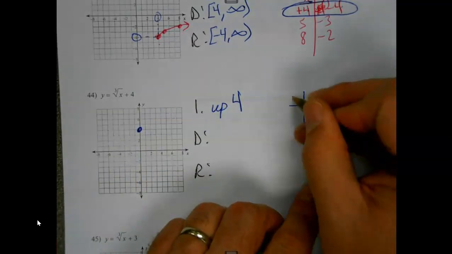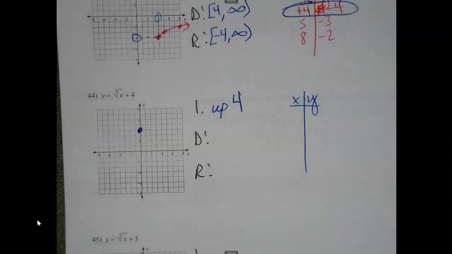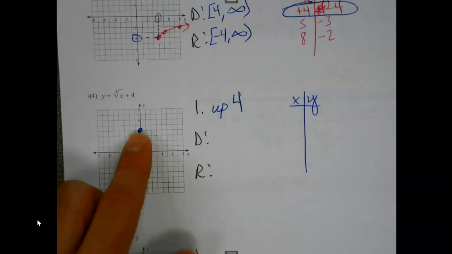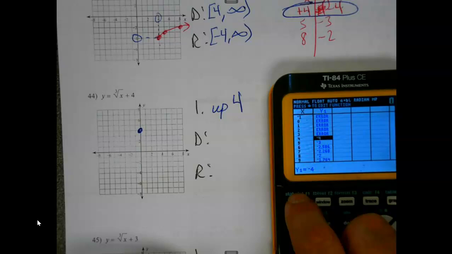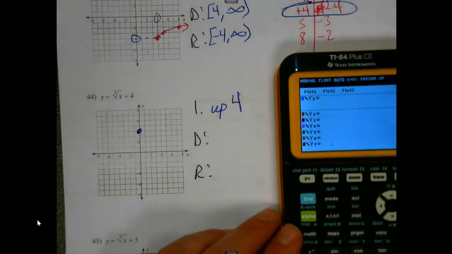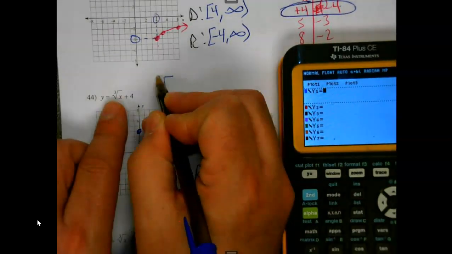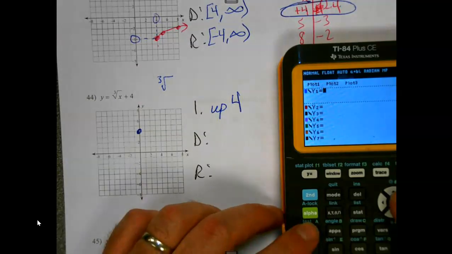So let's test the theory out here. Okay, if I go up 4, I'm at 0, 4. All right. Now, is that going to make a difference when I do it this way? Well, let's find out. Hardy, how do I do cubed root again? We're back to math.